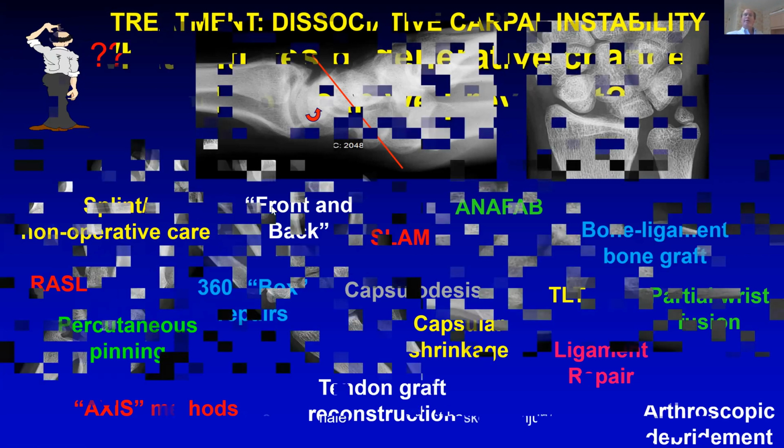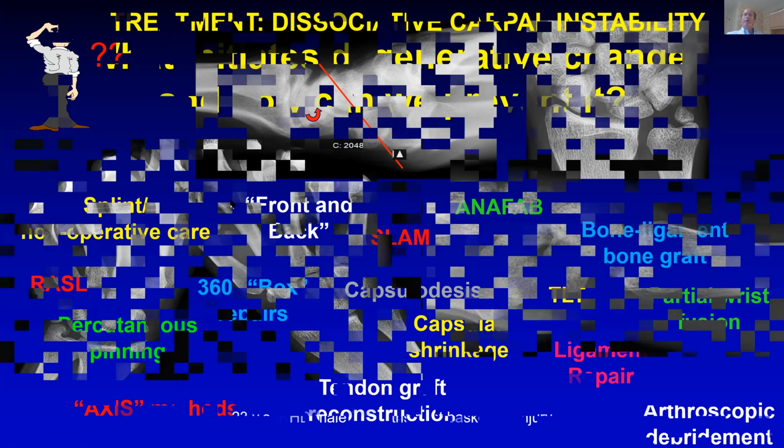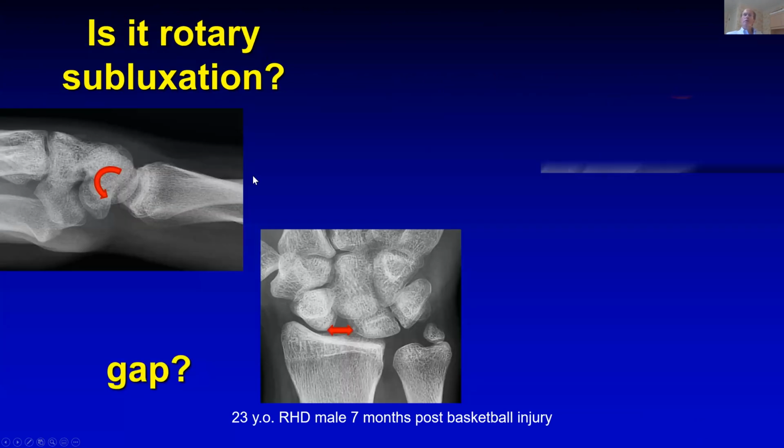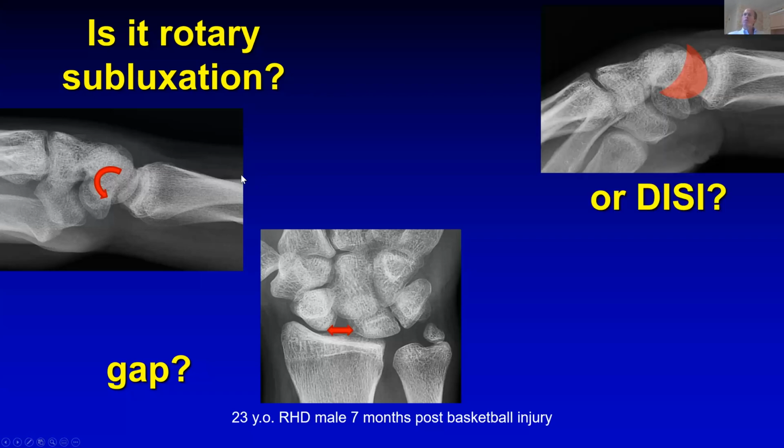So what initiates degenerative change, and how can we prevent it? Is it rotary subluxation of the scaphoid? Is it gap? Or is it DISI? Well, right you are, it's scaphoid dorsal translation.